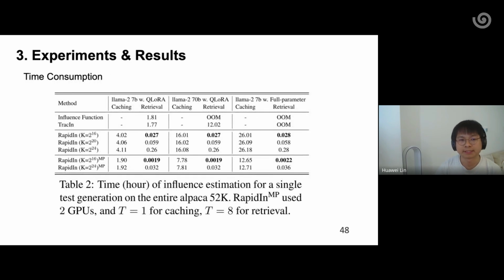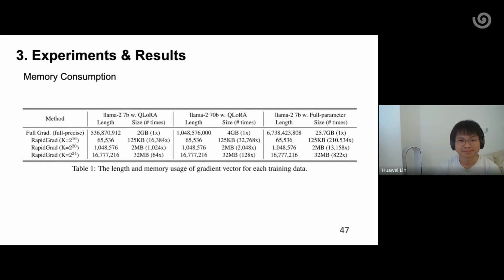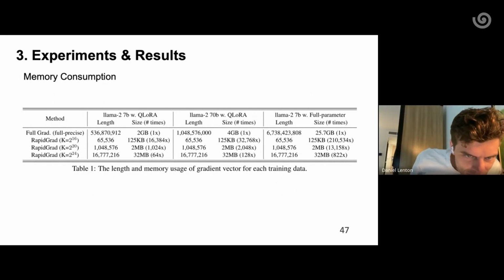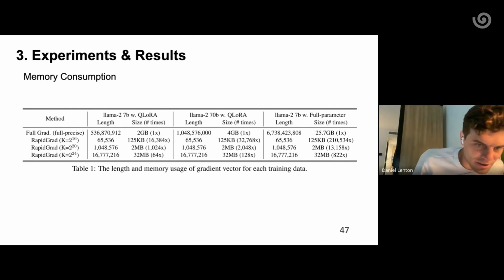This table shows... Can you go back to that previous slide? Sorry. Yeah, sure. So we're looking at the RapidGrad, and K represents how much the vector is being compressed. Yeah, but K is the length of the compressed vector. Okay, got it. So K equals 2 to the 16 is the most compressed, right?